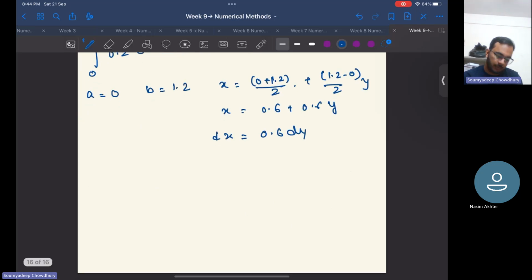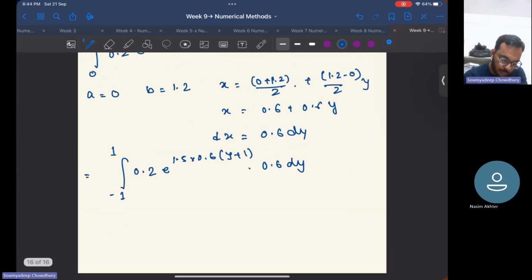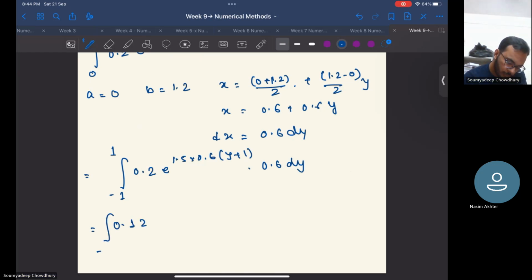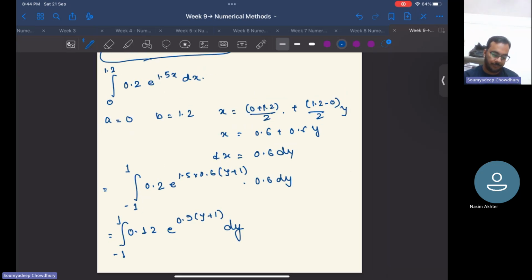So if we replace this, the limit will change from -1 to 1. 0.2 e to the power 1.5 into 0.6 into y plus 1, into 0.6 dy. So 0.2 and 0.6 will be 0.12, times e to the power 0.9 into y plus 1. So now this one we have to evaluate using Gaussian quadrature.